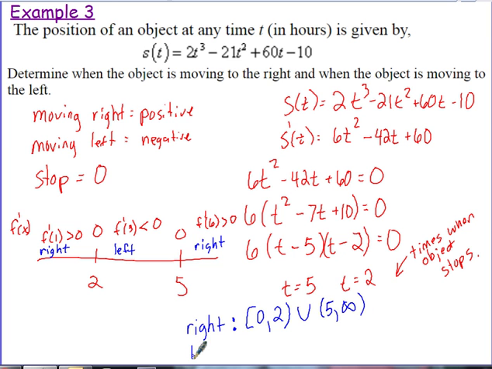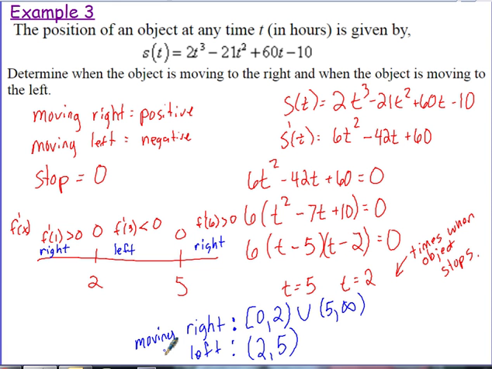And then it's moving left when? How do I write that? Parentheses 2 to 5. Okay? So this is how you would express this answer.